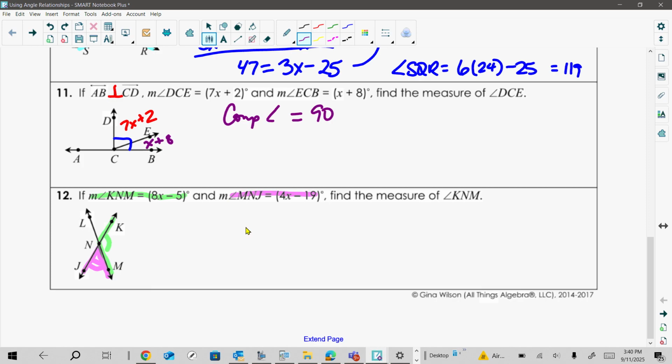On 12 here, I kind of try to highlight them to hopefully make you recognize this is a linear pair, and it equals 180. So try that. Don't forget to plug it back in to find the angle measure. Now let's talk about the back.